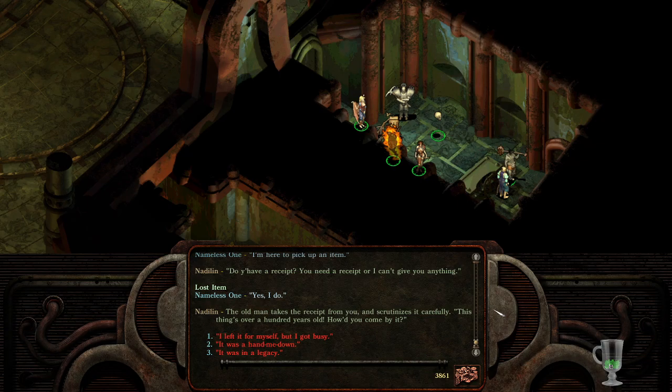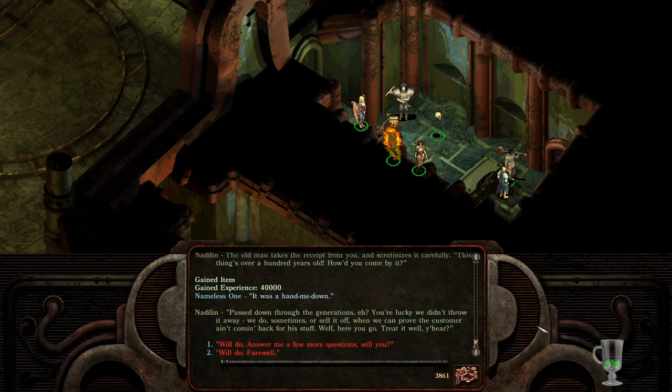Old man takes the receipt from you and scrutinizes it carefully. This thing is over 100 years old. How'd you come by it? I left it for myself, but I got busy. The hand-me-down. Passed down through the generations, eh? You're lucky we didn't throw it away. We do sometimes, or sell it off, when we can prove the customer ain't coming back for his stuff. Well, here you go. Treat it well, you hear?